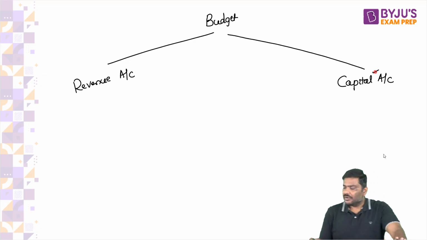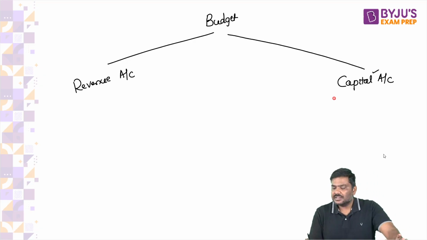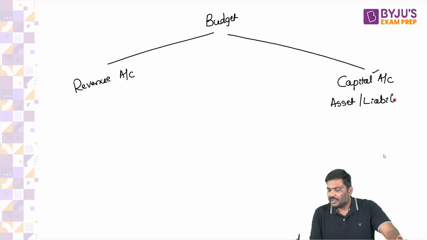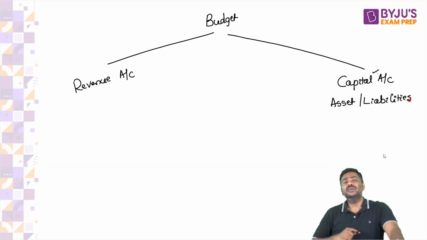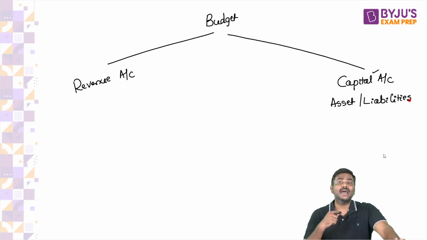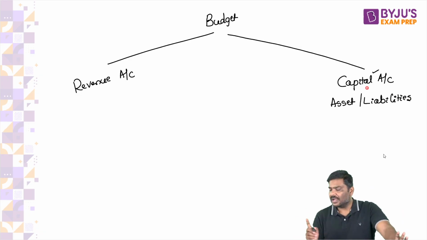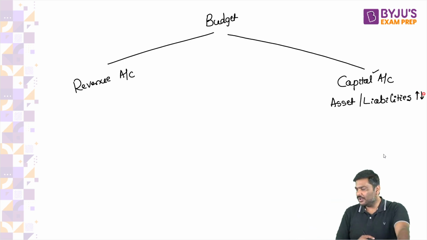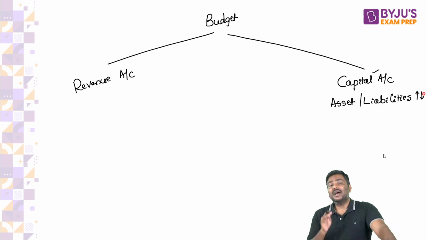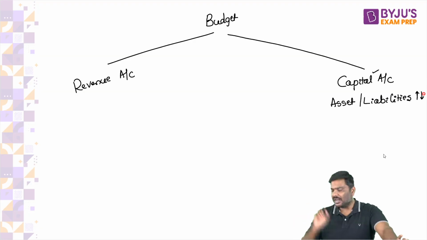Simple idea. Please understand this: whenever a transaction is going to increase or decrease assets or liabilities of government, we classify it under the concept of capital account. Any difficulty, please do let me know right now. Whenever it is going to increase or decrease the assets or liabilities of Government of India, we will classify them under capital account.